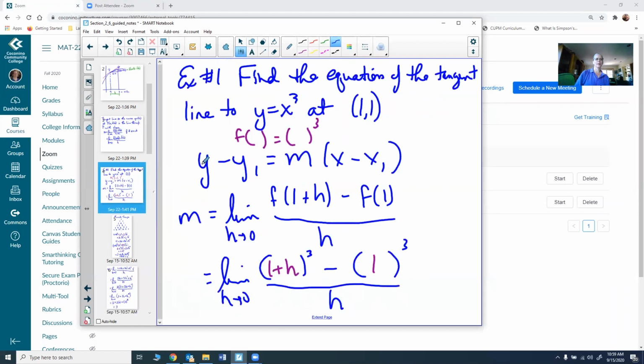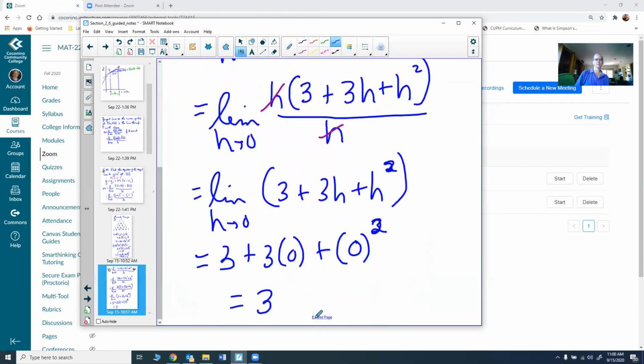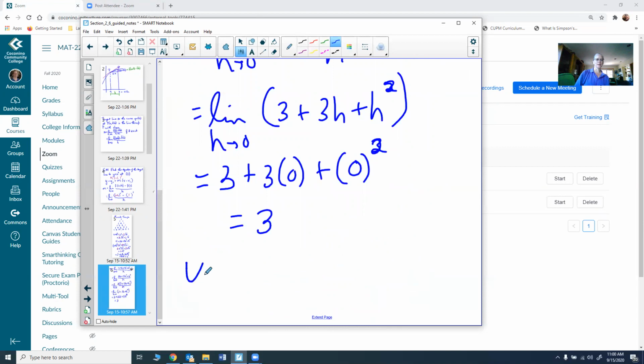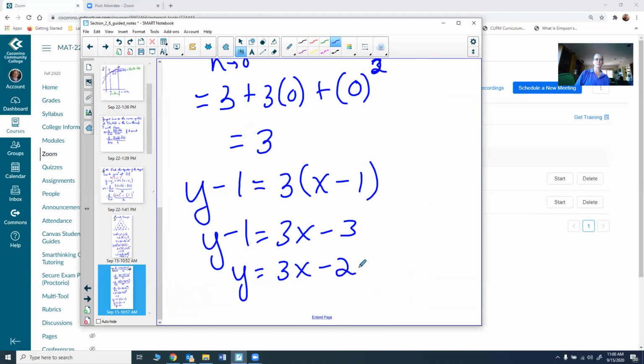So going back, I can now do this equation. y minus y1 equals my slope times x minus x1. So I now have my tangent line is y minus, remember the point was (1, 1), so y1 is 1, equals 3 times x minus x1, which was 1. So we get y minus 1 equals 3x minus 3, or y equals 3x minus 2. And there's the tangent line.